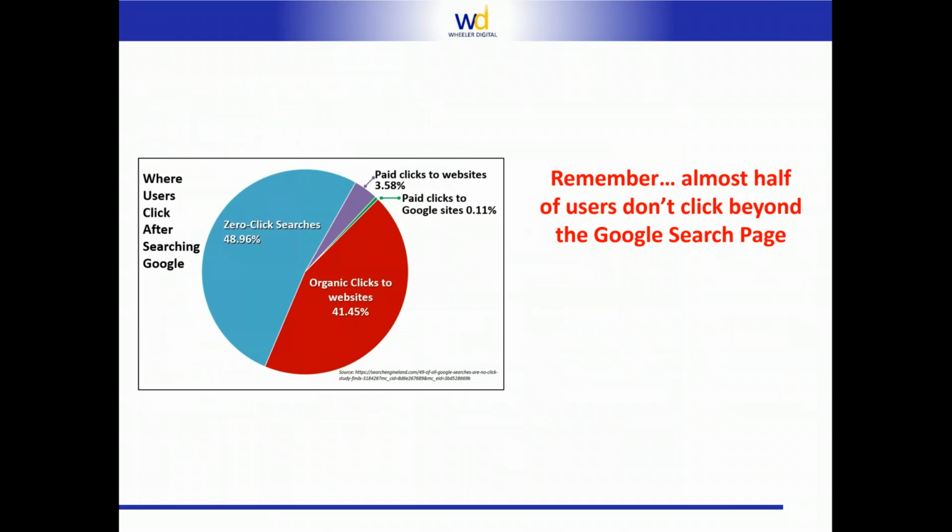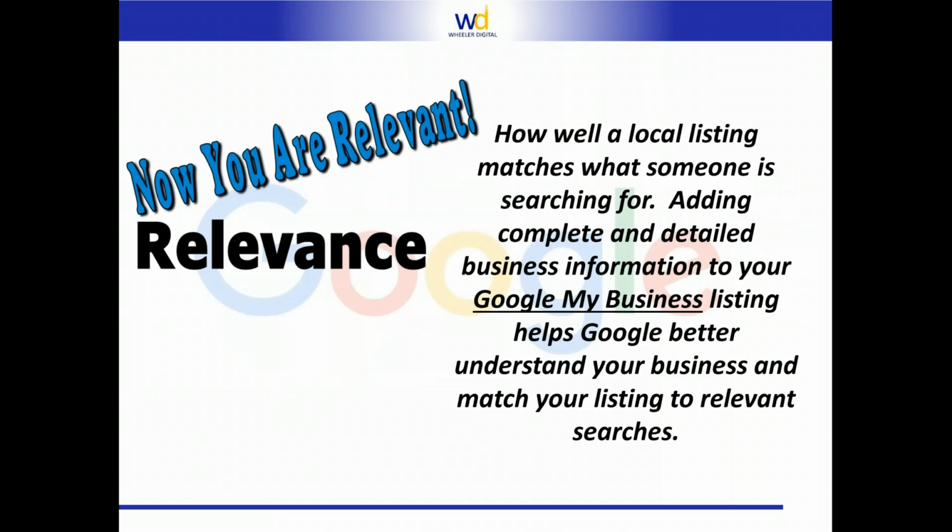Remember, almost half of users don't click beyond the Google search page. So that is why all of these things are important. We want to be sure all of that information is super accurate there on the Google Knowledge Graph within Google My Business, so that the information they're getting is accurate.